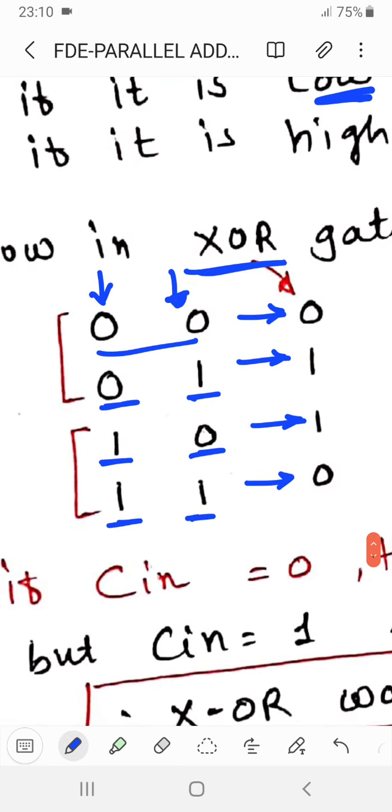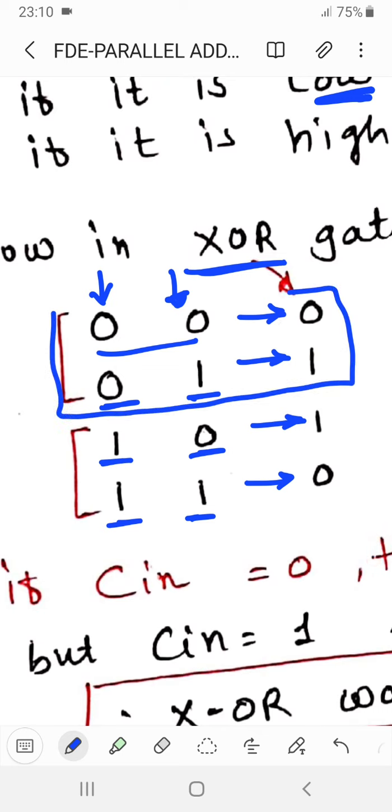So let me check two pairs. Suppose this upper pair of two results. In this case, what happens? If one of the inputs is 0, in this case your output is exactly equal to your second input.